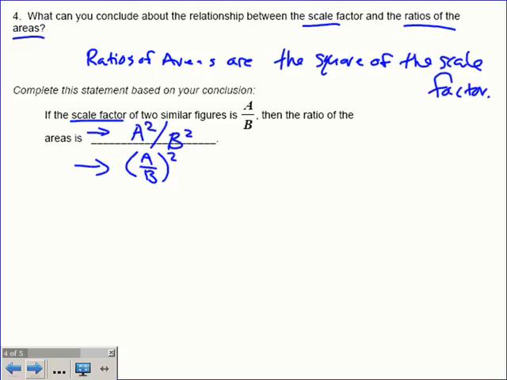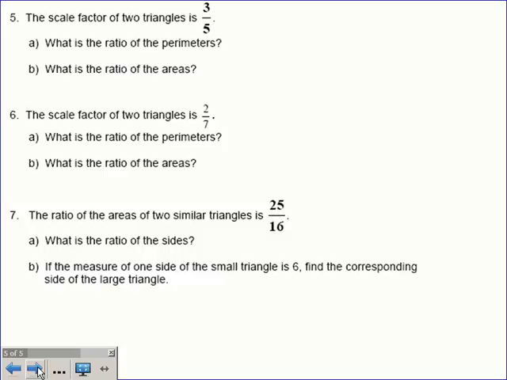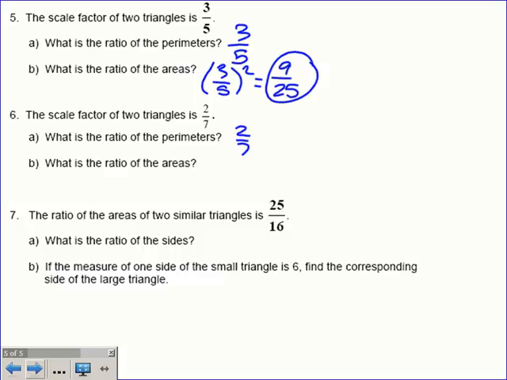Okay. So let's draw some quick conclusions here in this last slide. Does anyone have any questions on this? We kind of figured it out. Scale factor of 2 triangles is 3/5. What is the ratio of perimeters? 3/5, piece of cake. What's the ratio of areas? Well, we'll just do 3 over 5 squared. So what's 3 squared? 9. 25ths. Done. If the scale factor of 2 triangles is 2/7, what's the ratio of perimeters? Okay, 2/7. Same thing. Ratio of areas. You're just going to square it. That'd be 4/49ths. Again, if you could simplify that, you would, but we can't, so we shan't.